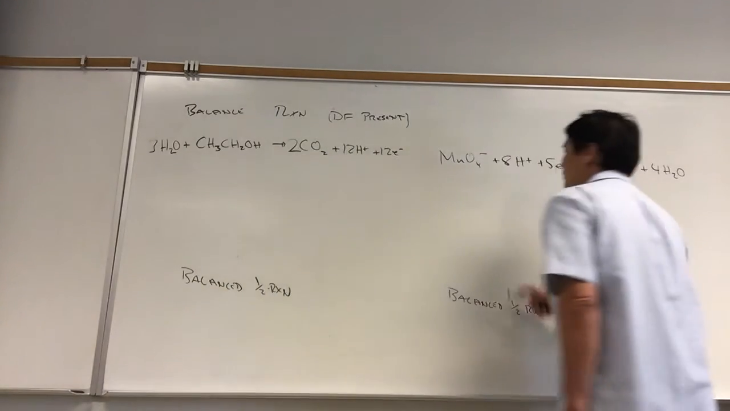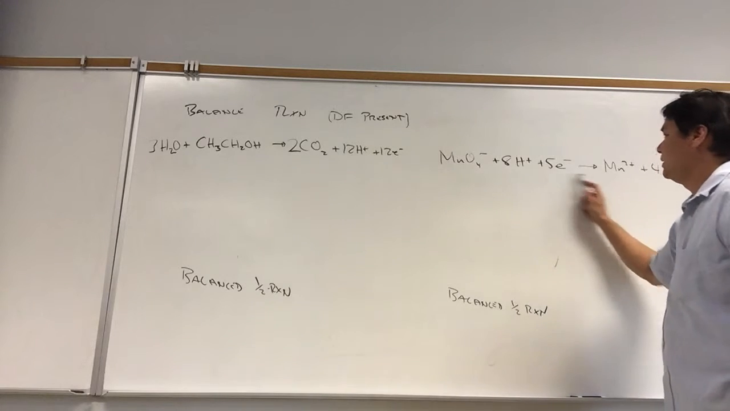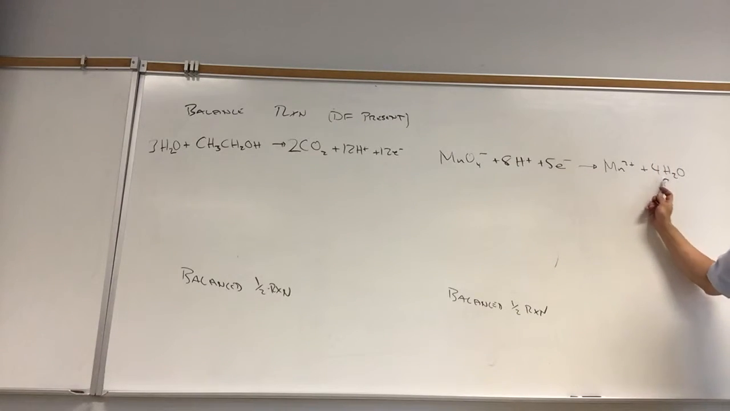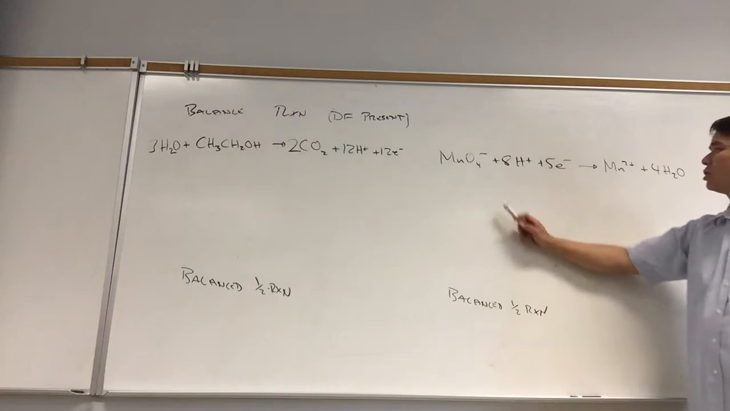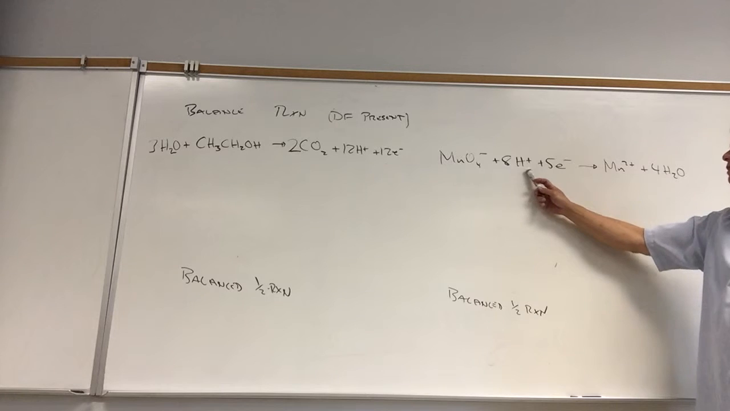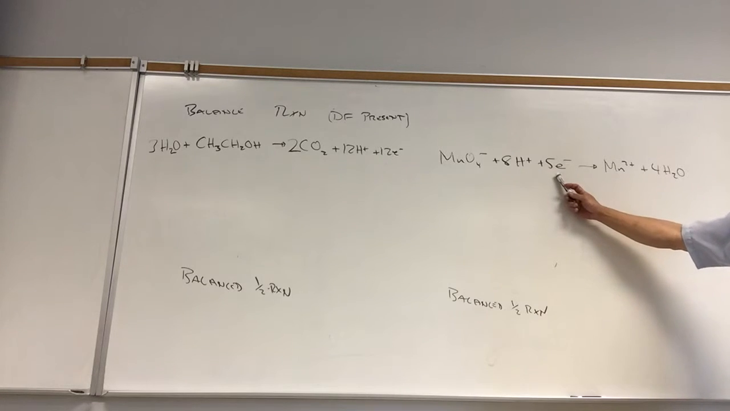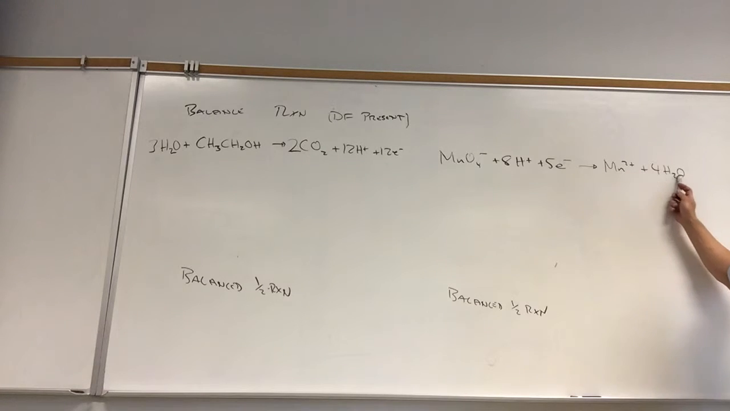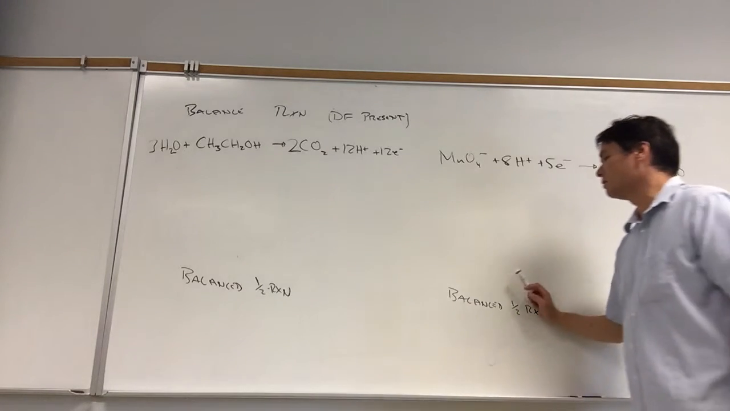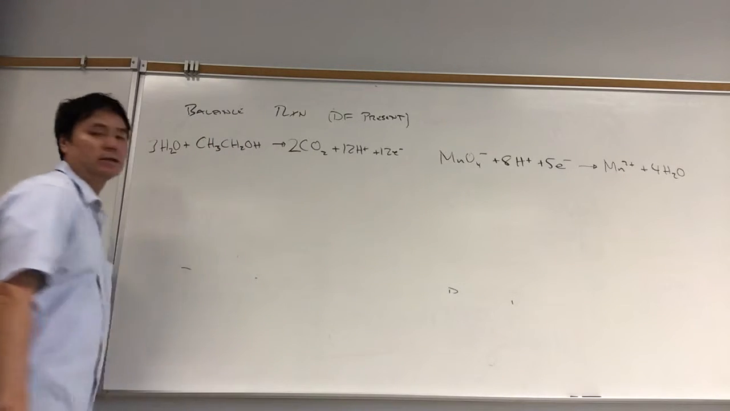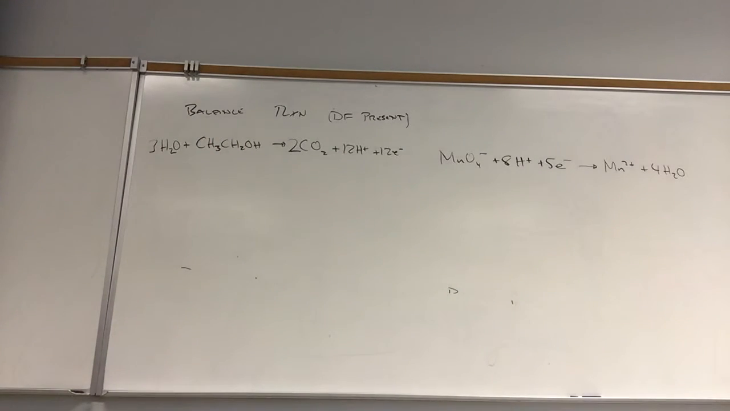Let's check this one over here. We have 1 manganese, 4 oxygens, 4 oxygens, 8 hydrogens, 8 hydrogens. So the atoms are balanced. Let's check the charge next. So this minus 1 plus 8 is plus 7. Plus 7 minus 5 is plus 2. Over here we have plus 2 plus 0 is plus 2. And so plus 2 on the left, plus 2 on the right, we're balanced. Okay, so the half reactions are balanced.